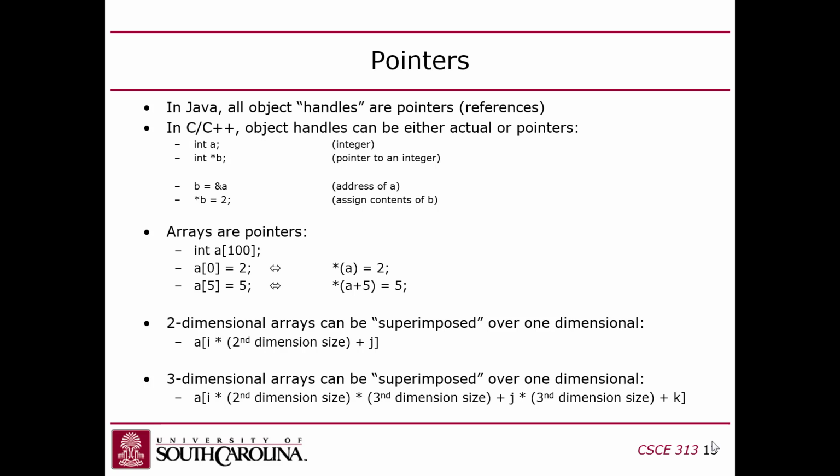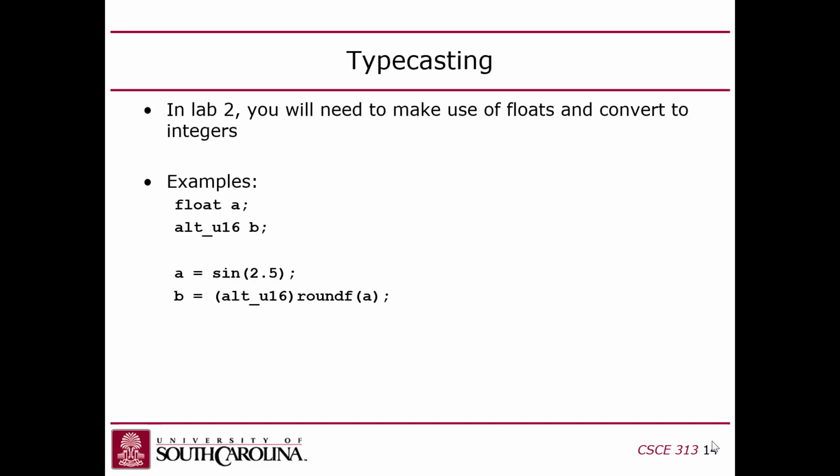And then we talked about multi-dimensional arrays. You can squeeze them down to one-dimensional, which I did mention last time. And then typecasting. This is going to be important for Lab 2. I think you guys probably learned about this in Java, right? Typecasting. If you have a number like 2.5, in this case a constant literal, it's interpreted as a double precision float.